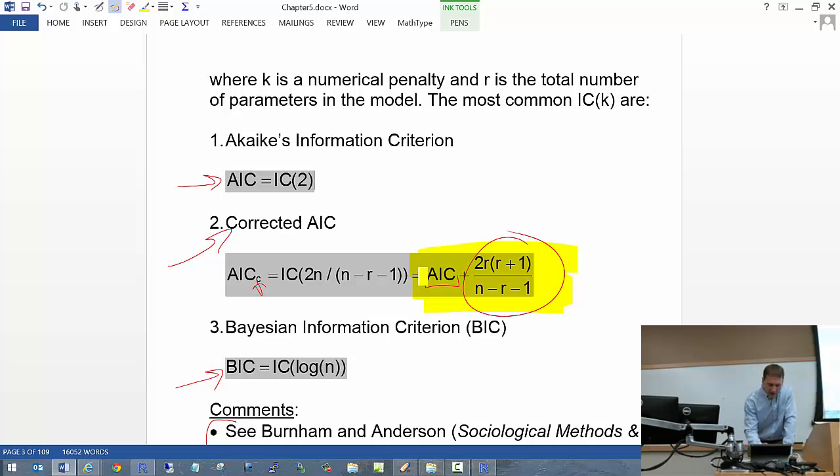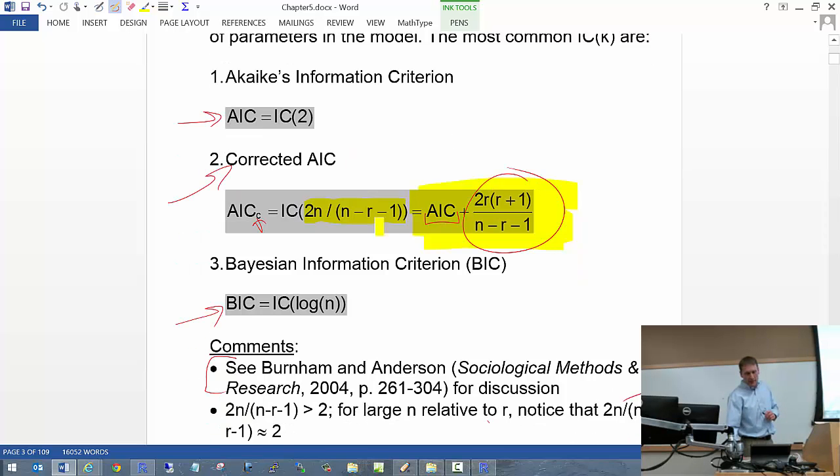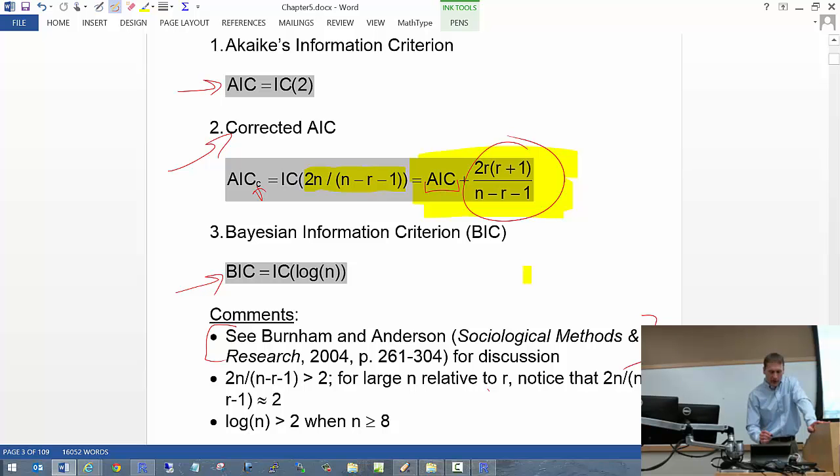And you can also kind of see that by taking a look at it as an expression of the information criteria. So the penalty is 2 times n divided by n minus r minus 1. Again, look what happens as n increases. Essentially it goes to 2, which is what AIC is. And then lastly, the Bayesian information criteria uses the log of the sample size for its penalty.